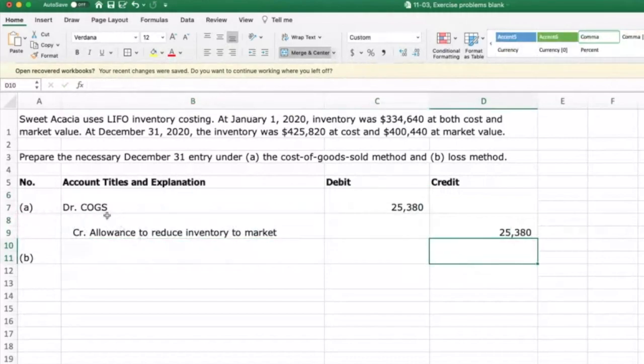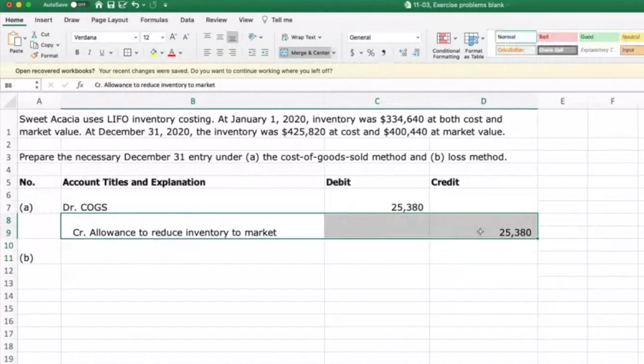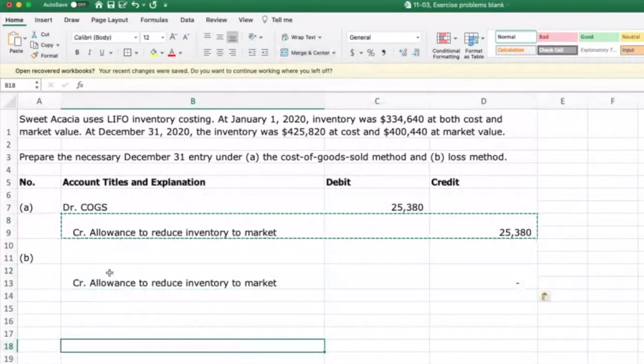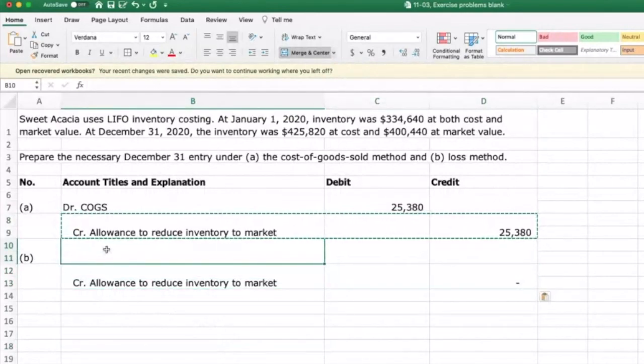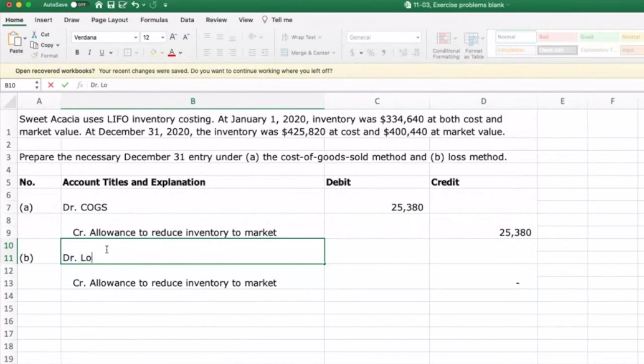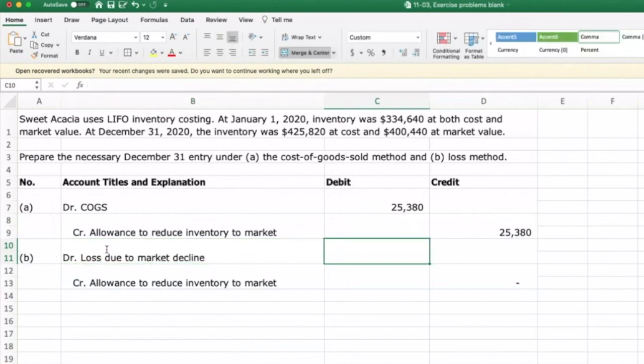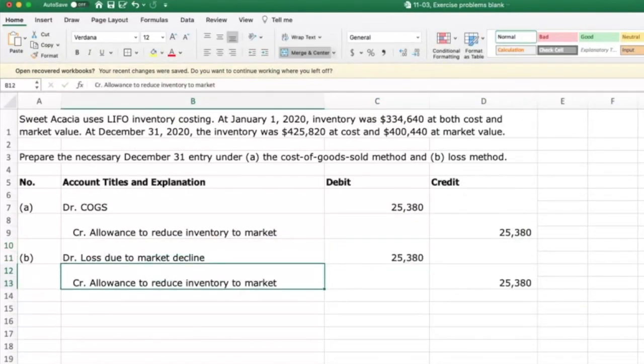Now, if I wanted to instead do the loss method, my credit is going to stay the same, but now my debit is going to be to loss due to market decline, or some equivalent, and that is going to be the same amount. The amount's not going to change. Regardless, I have this loss. It's just a matter of where it ends up on the income statement.